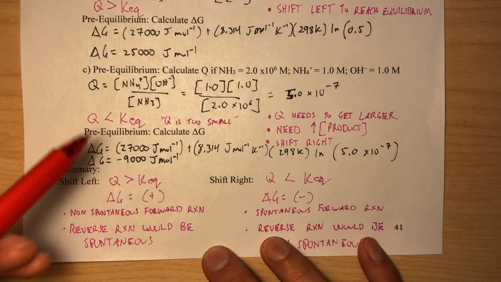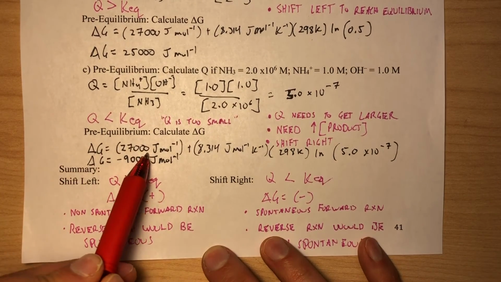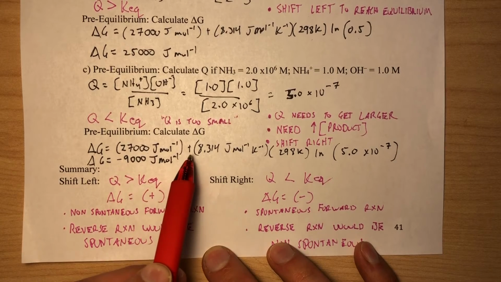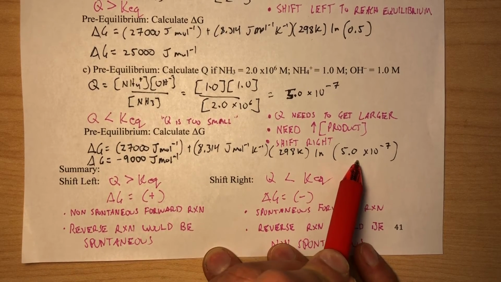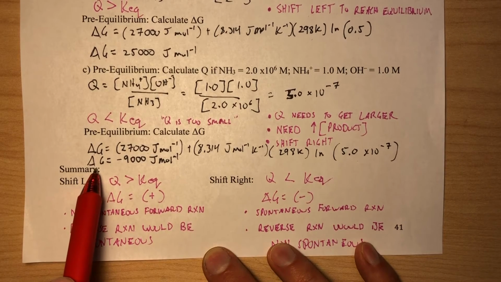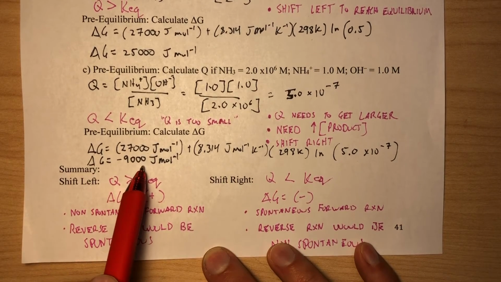In this situation, we can calculate delta G. Delta G is equal to delta G naught, 27,000 joules per mole, plus R times T times the natural log of Q, which is, in this situation, 5 times 10 to the negative 7. This gives us a delta G before equilibrium of negative 9,000 joules per mole.